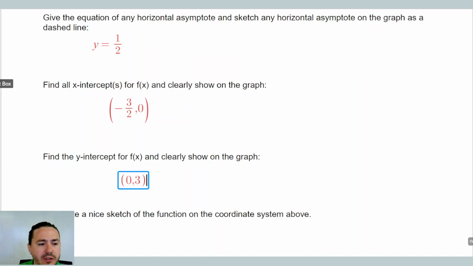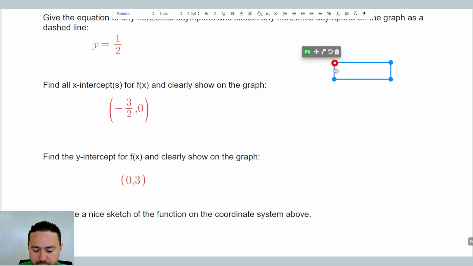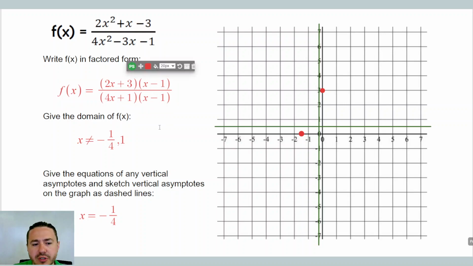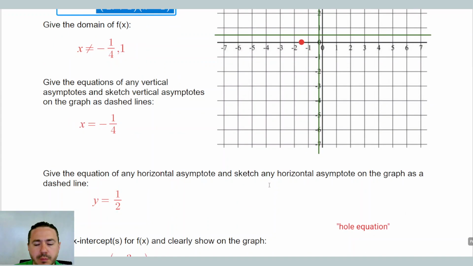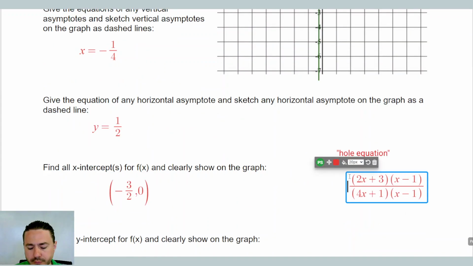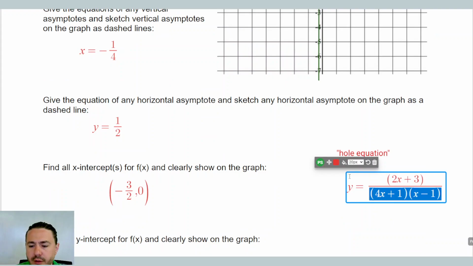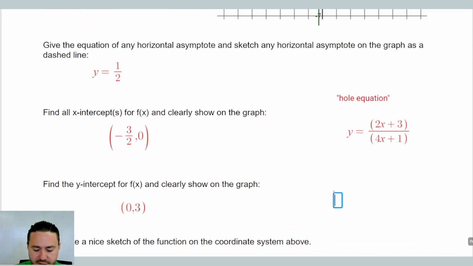So what we will do is we will use what I've been calling the hole equation, which is the equation that you get after canceling out the common factors. So it would just be 2x plus 3 over 4x plus 1. So the hole is going to be 1 comma something. Let's figure out what the something is by plugging in 1 to our equation here.